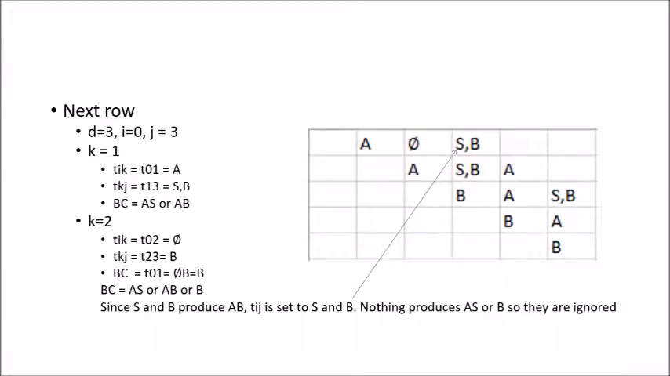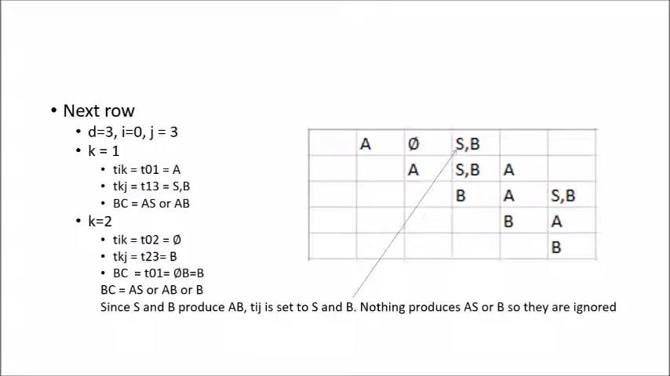Now for the next row, D equals 3, I equals 0, and J equals 3. So for K equals 1, we have Tik equals T01, which is A, and Tkj equals T13, which is S and B. BC equals AS or AB.